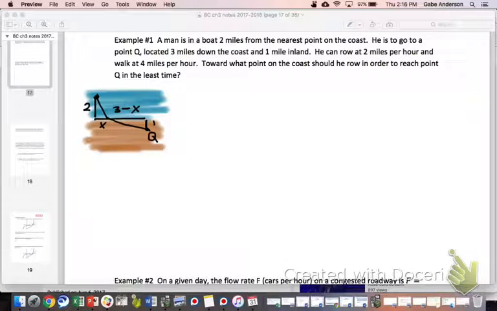So let's start right there with that picture and see if you guys can now get to work on, all right, how do we get an expression for time, and then how do we minimize it? Okay, so I'll let you guys take over again for a couple minutes.